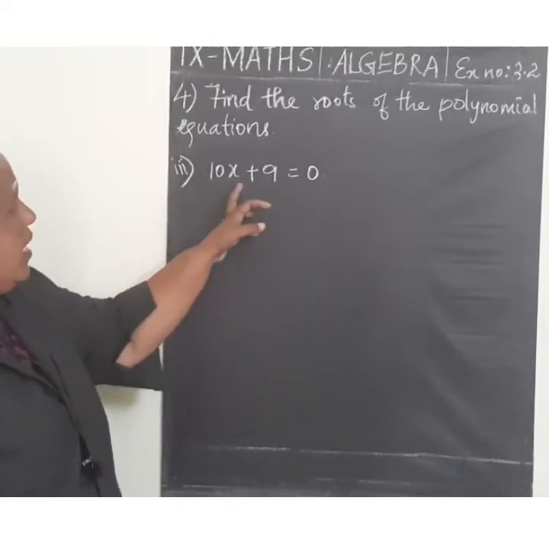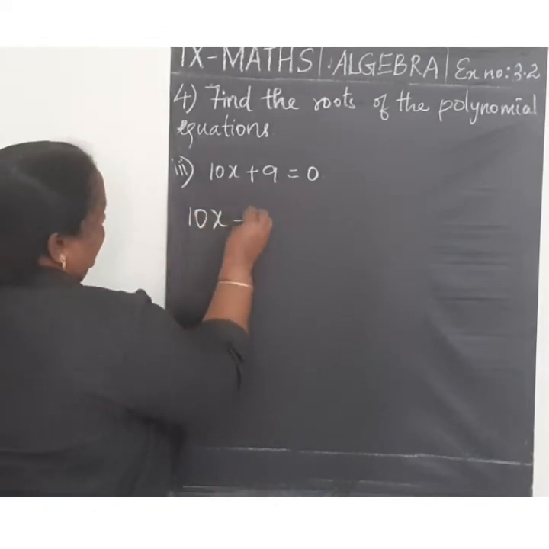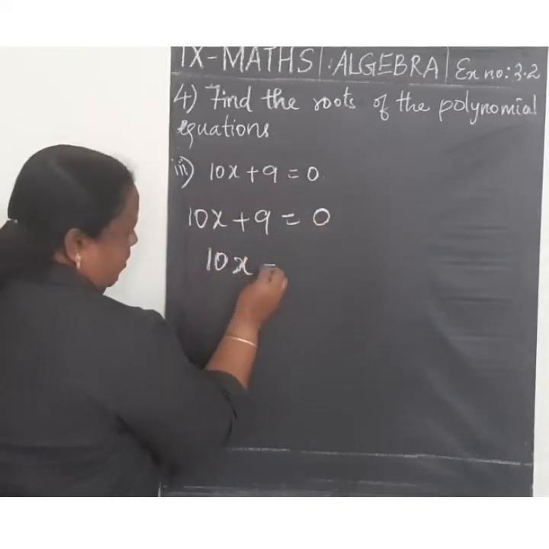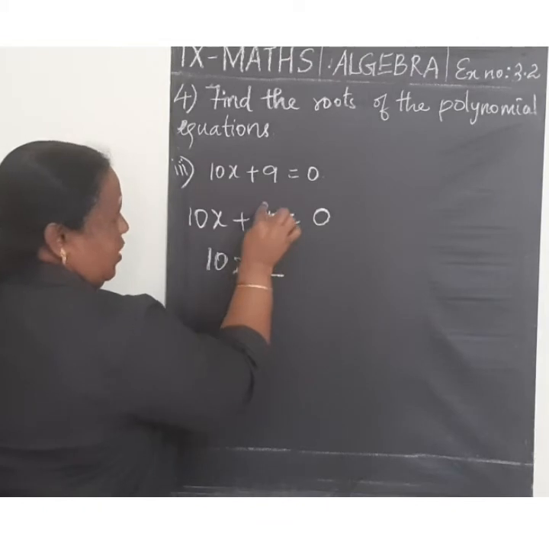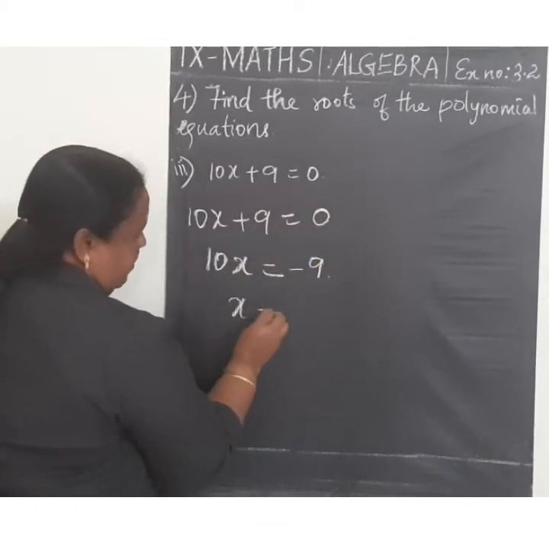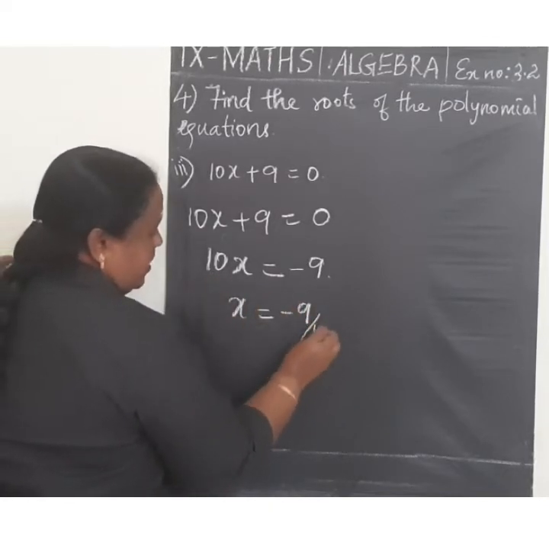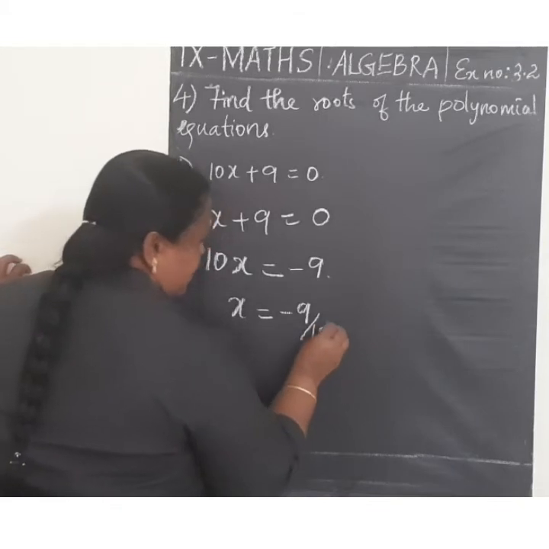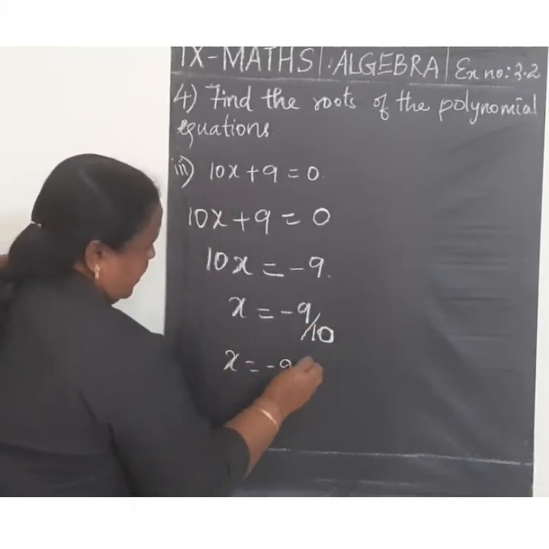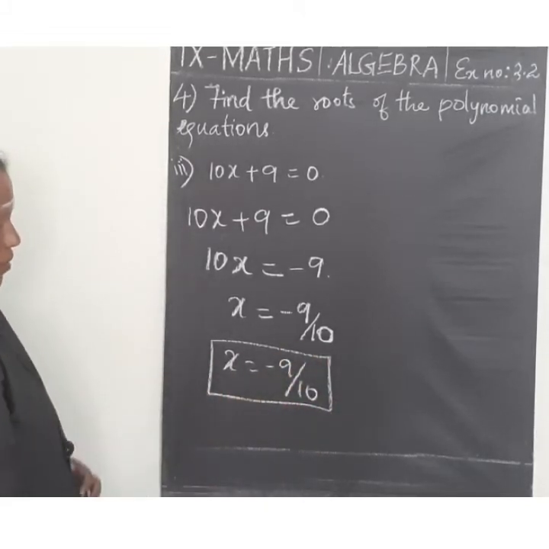Third subdivision, 10x plus 9 is equal to 0. So 10x is equal to, bring this 9 to this side, when you bring it to this side it becomes minus 9. So x is equal to minus 9, bring this 10 to this side, so it becomes minus 9 by 10. So x is equal to minus 9 by 10 is the root of the polynomial.